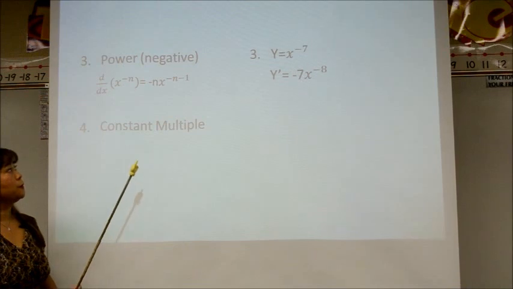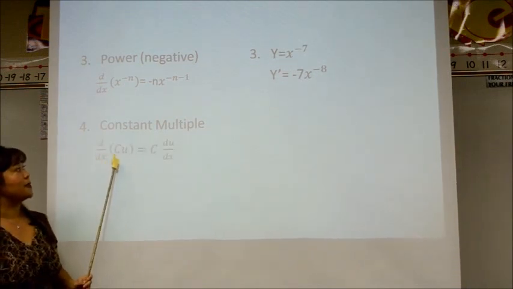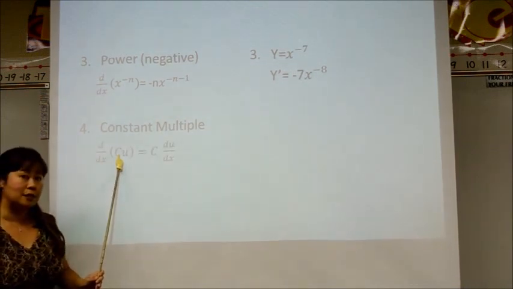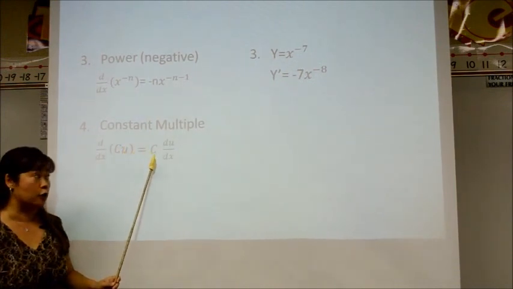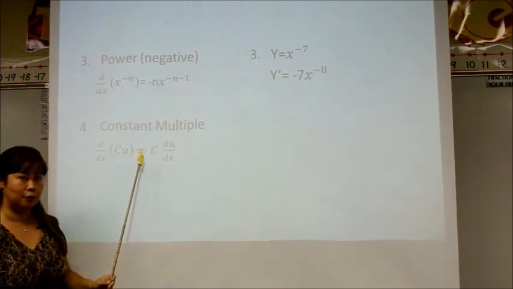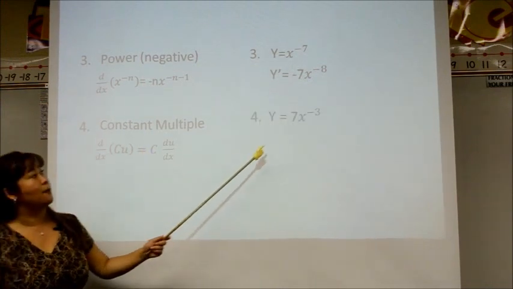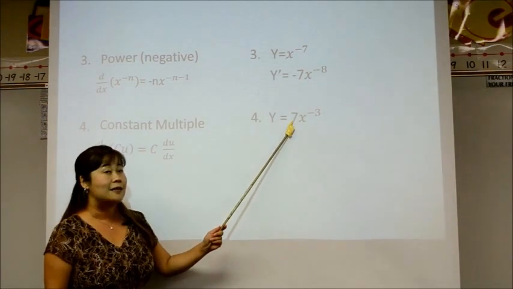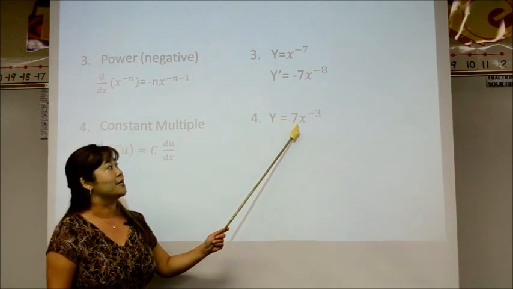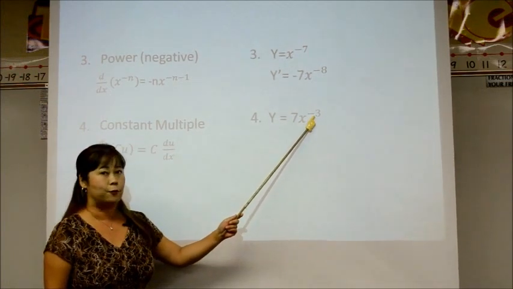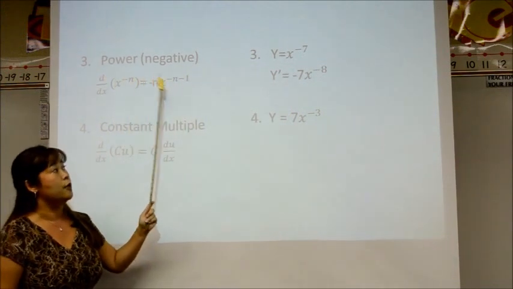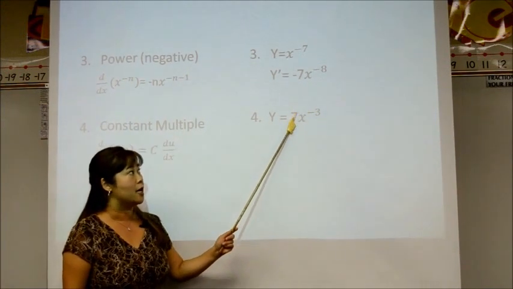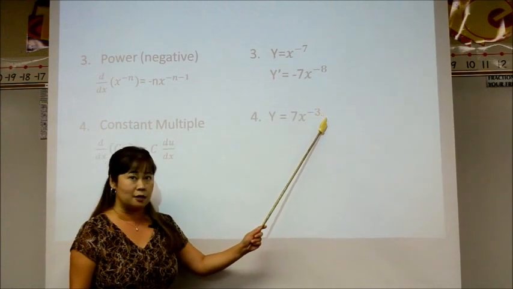Next rule. Rule number 4 is the constant multiple, which basically says that I have a number, a constant, and then I'll have a variable. We only take the derivative of the variable, we leave the constant alone. Okay? So an example of this is I leave my 7 alone because that's my constant, but I take the derivative of x to the negative 3. This negative 3 is the same thing as the power of negative rule that we did. So we're going to bring the negative 3 down, and then we're going to subtract 1 on the exponent.